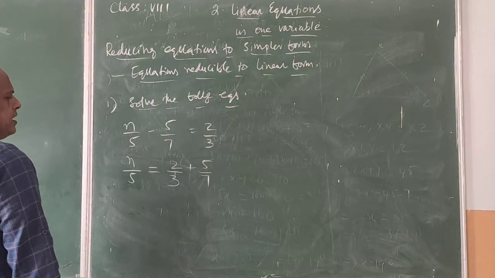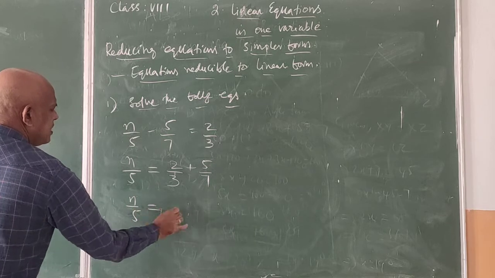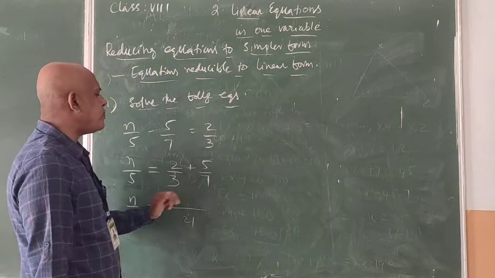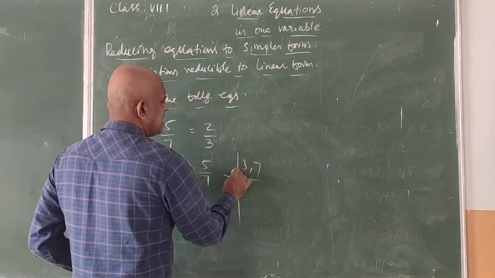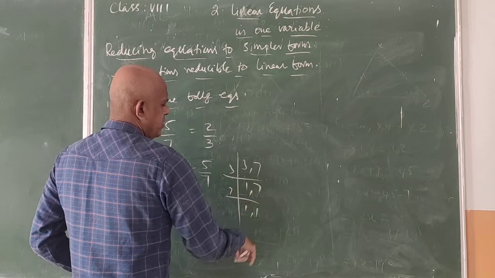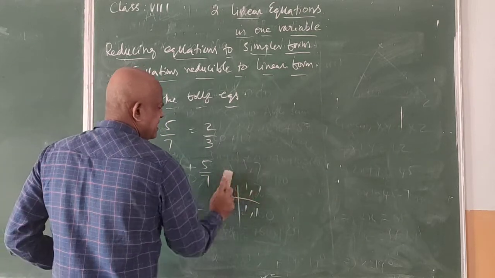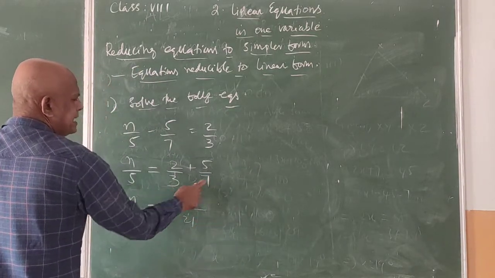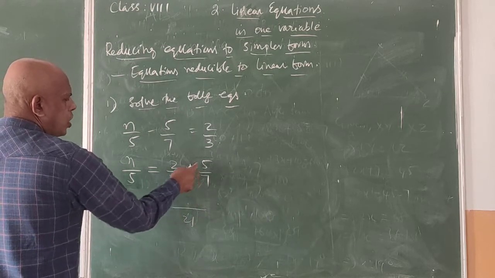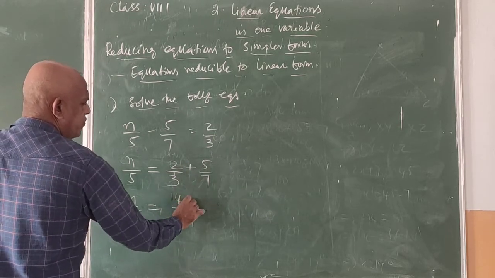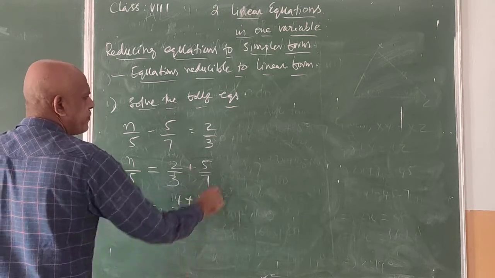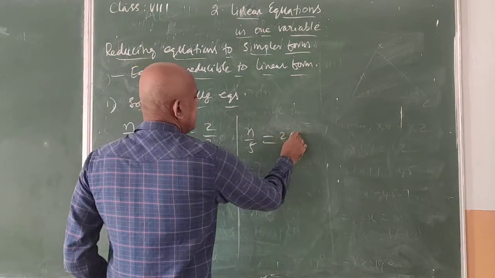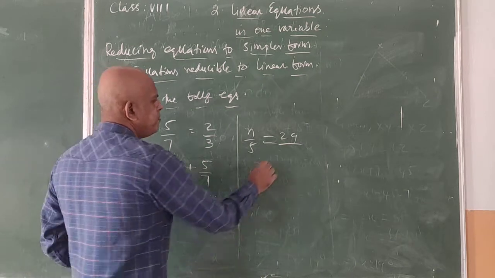Now n by 5 is equal to 2 by 3 plus 5 by 7. We have to take the LCM. The LCM of 3 and 7 is 21, because both are prime numbers. Or if you don't know, you can do prime factorization. Since we are adding fractions, we have to take the LCM. When the product is the LCM, we do cross multiplication: 2 into 7 is 14 and 3 into 5 is 15. So n by 5 is equal to 14 plus 15, which is 29 by 21.